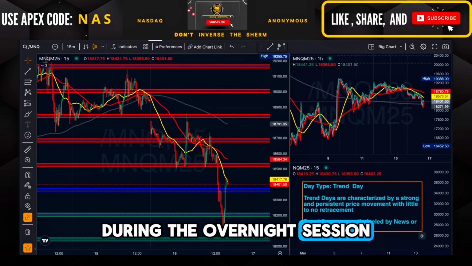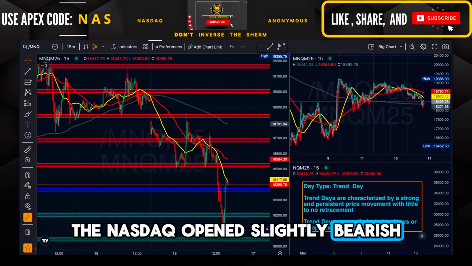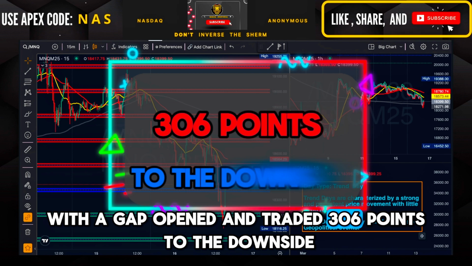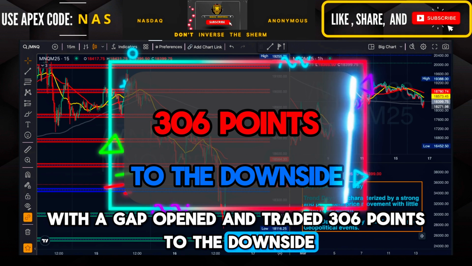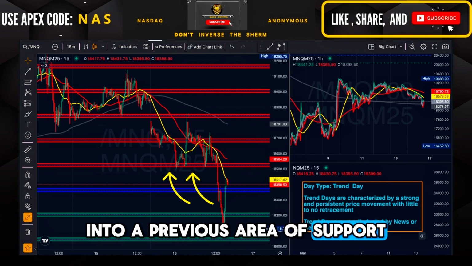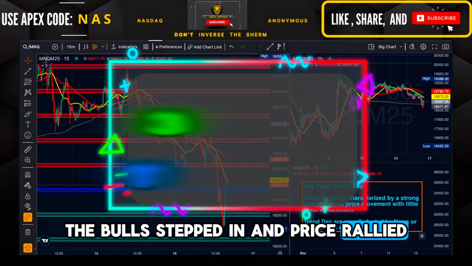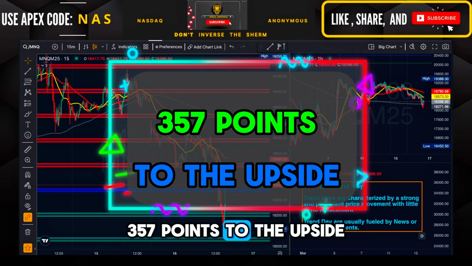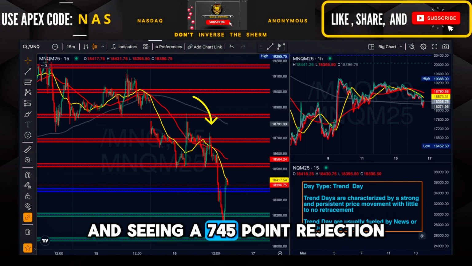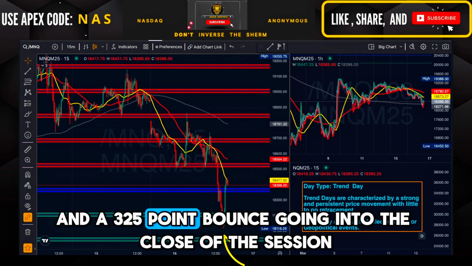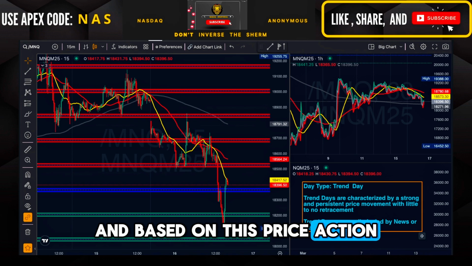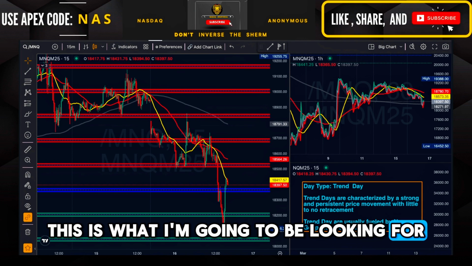During the overnight session, the Nasdaq opened slightly bearish with a gap open and traded 306 points to the downside into a previous area of support. However, once the bears failed to rotate price lower, the bulls stepped in and price rallied 357 points to the upside, seeing a 745 point rejection and a 325 point bounce going into the close of the session. And based on this price action, this is what I'm going to be looking for.